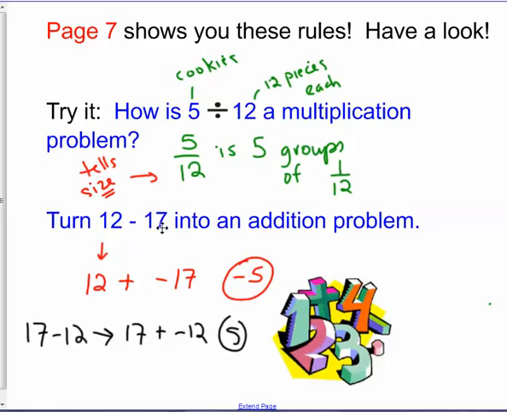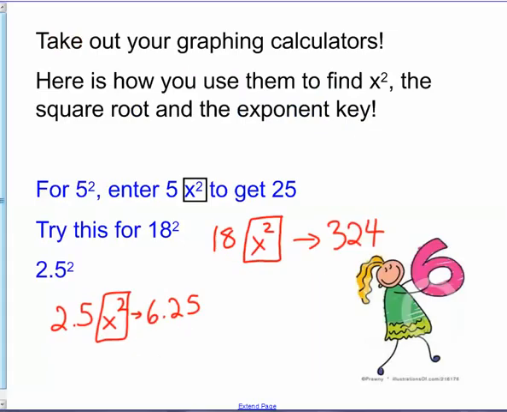12 subtract 17 is like 12 plus a negative 17, which is negative 5. And then Alyssa asked, well, what about if the first number is bigger than the second? Same thing. 17 minus 12 is the same answer as 17 plus the opposite of 12. That's still 5. So it works with either way.